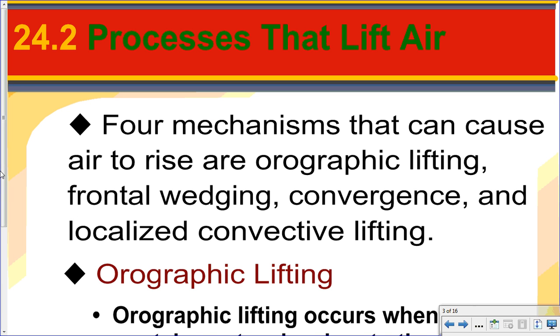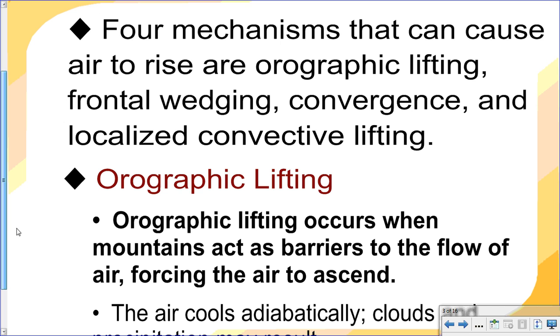So there's 4 different ways that air can be lifted in order for that convection to occur. These are all types of convective cooling. There's orographic lifting, frontal wedging, convergence, and localized convective lifting that we'll talk about. So our first one is orographic lifting. The prefix here, oro, at the beginning, refers to mountains. And so orographic lifting is lifting that happens because of mountains.